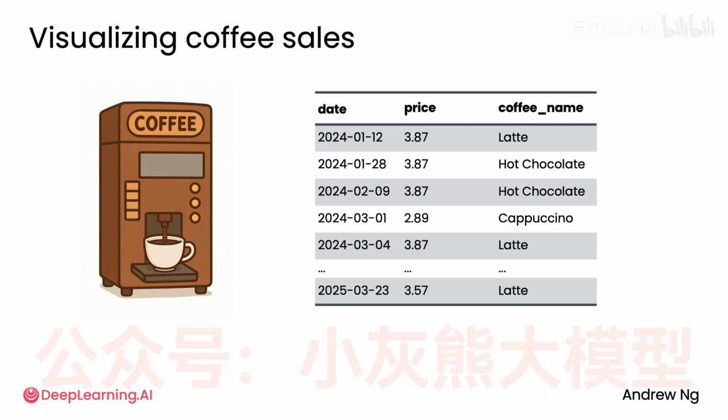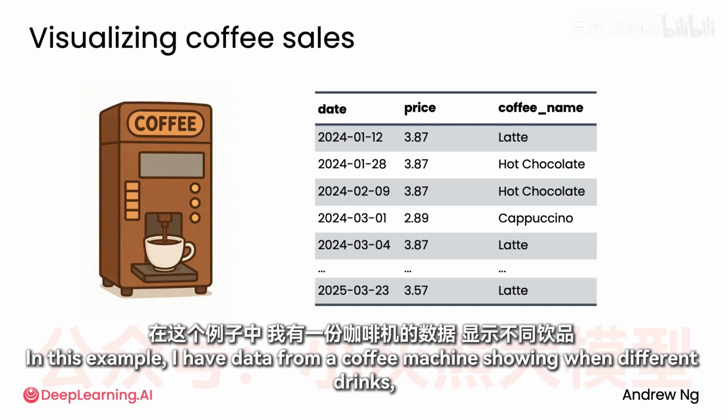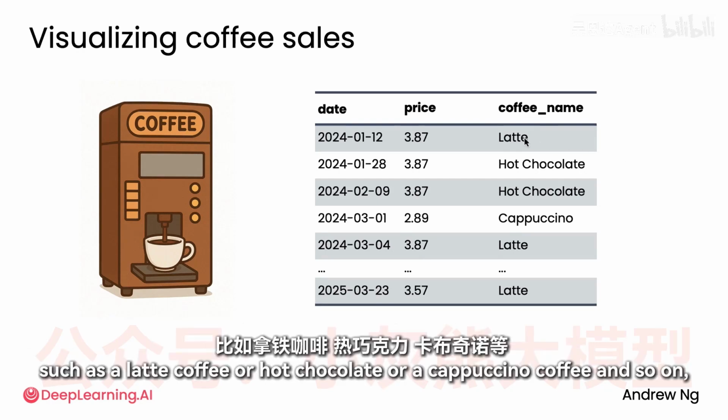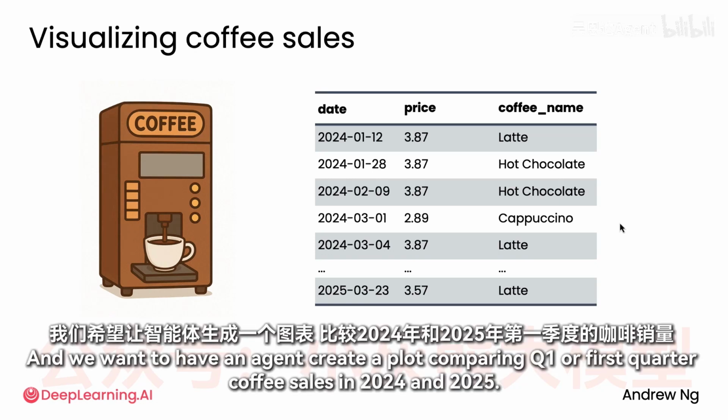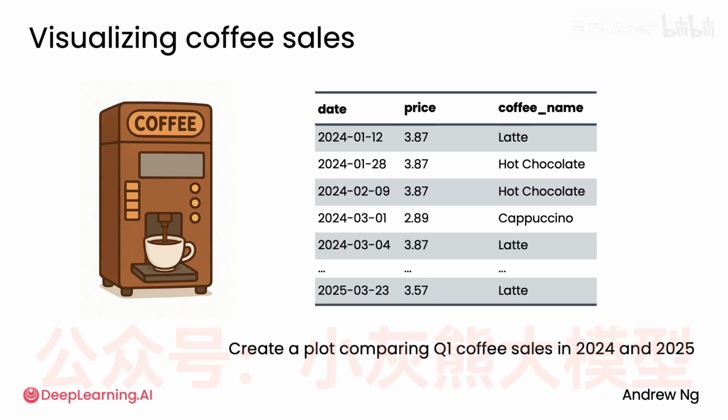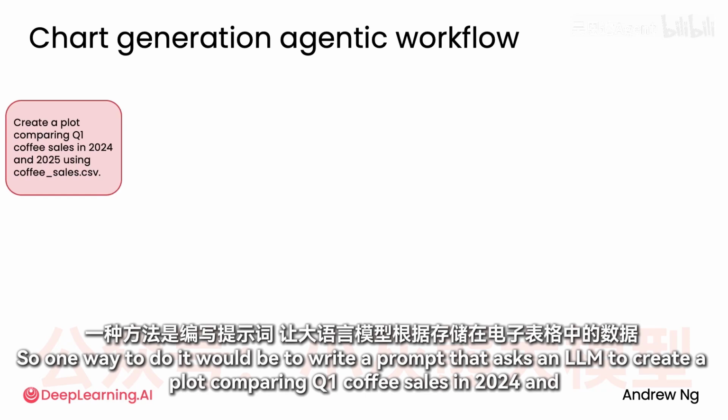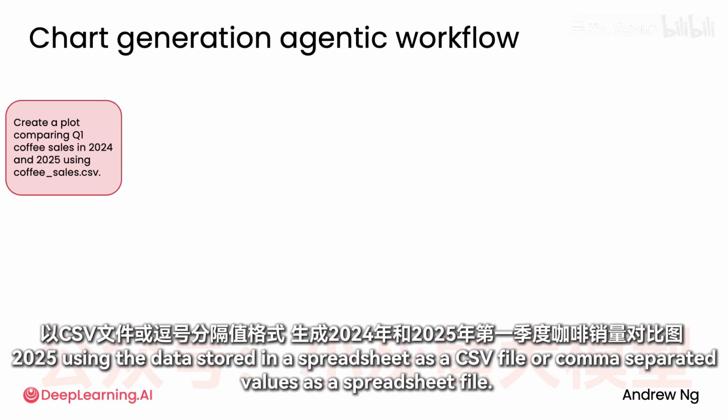Let's take a look. In this example, I have data from a coffee machine showing when different drinks, such as a latte coffee or hot chocolate or a cappuccino coffee and so on, were sold and for what price. And we want to have an agent create a plot comparing Q1 or first quarter coffee sales in 2024 and 2025. So one way to do it would be to write a prompt that asks an LLM to create a plot comparing Q1 coffee sales in 2024 and 2025 using the data stored in a spreadsheet as a CSV file or comma separated values as a spreadsheet file.